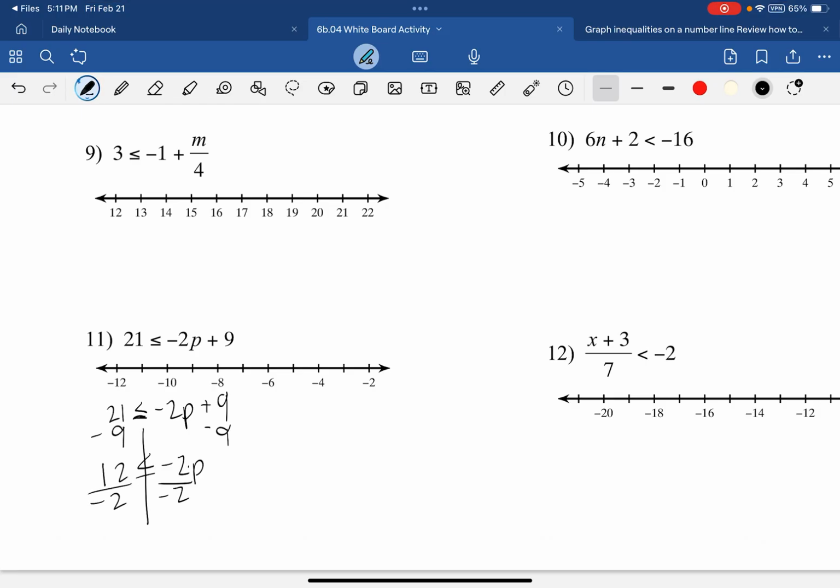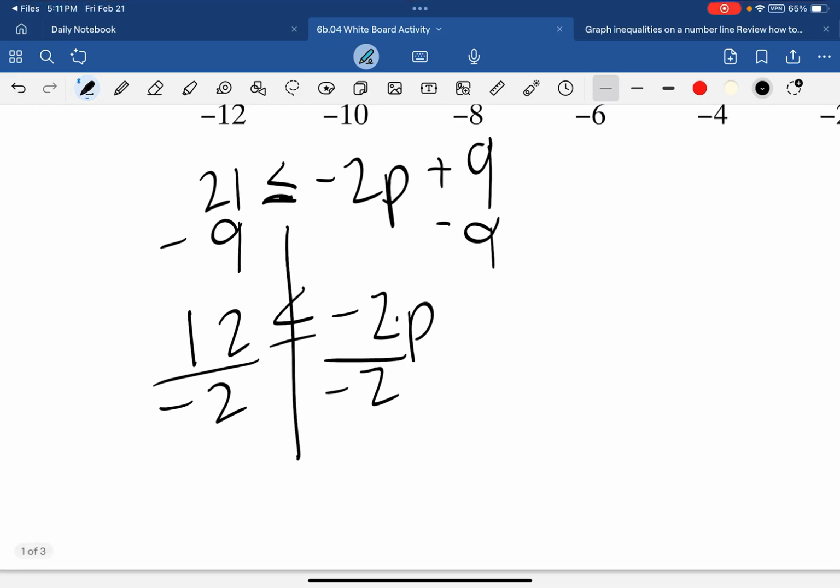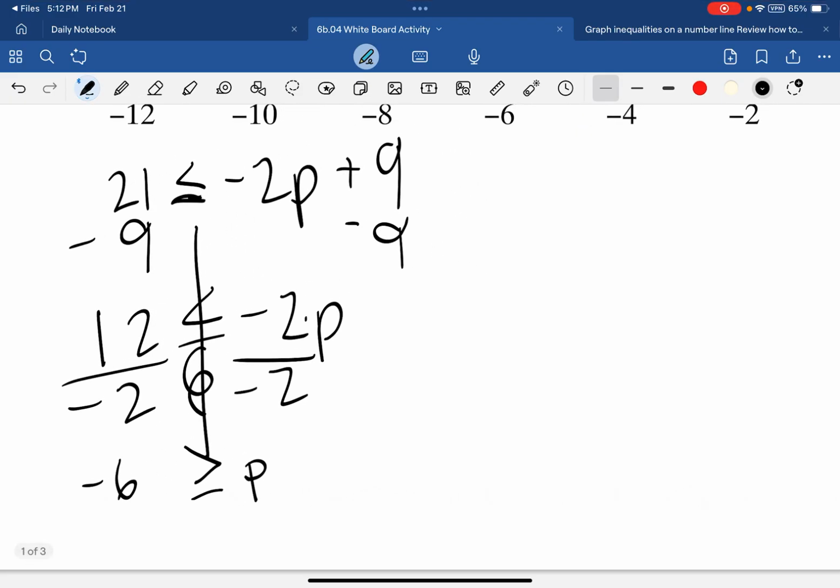A lot of my students don't think I need to reverse the symbol because this is a positive. But as long as there is a negative in the denominator, we flip it. So this will flip, this will flip over, and this becomes negative 6, symbol flips, and p. And then, since it's backwards, we'll switch it, and then this actually gets put right back. So the final answer is p is less than or equal to negative 6.